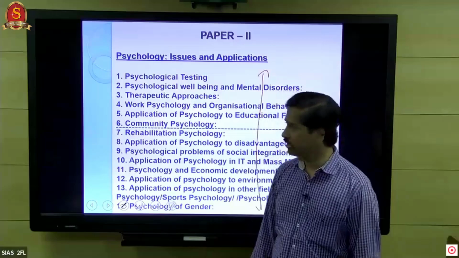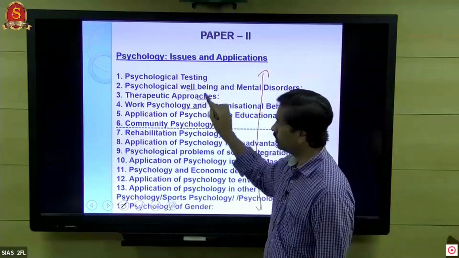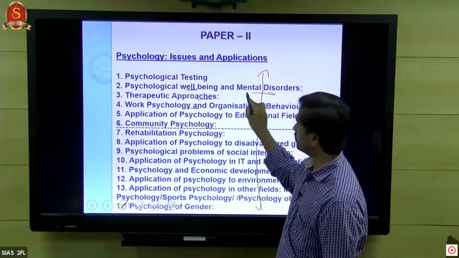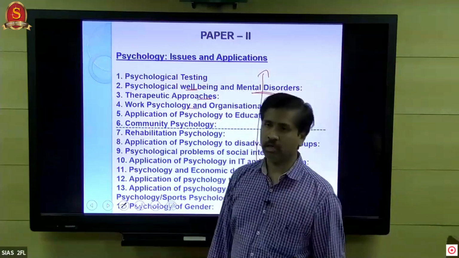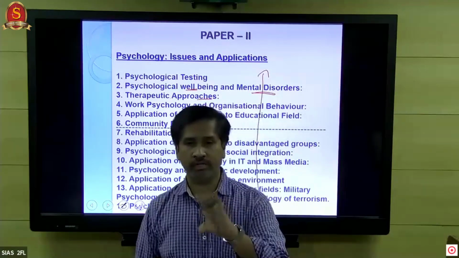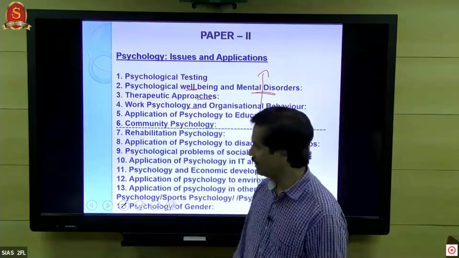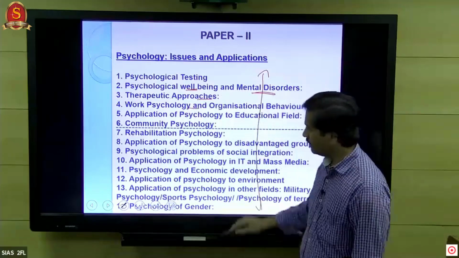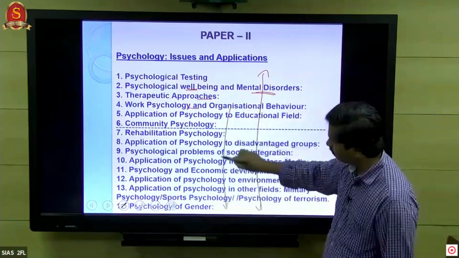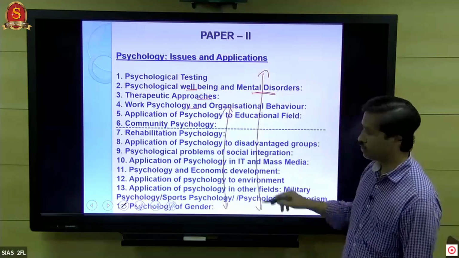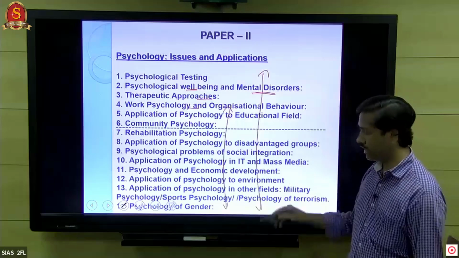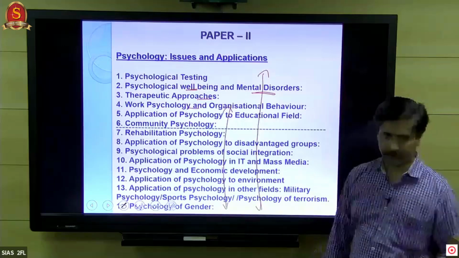The reason is, in this 14th chapter, except 1 or 2 chapters like therapeutic disorders, we will also deal with certain disorders. We have more than 40 plus disorders, but in our psychology, we will deal with 5 to 6 major disorders, and then therapies. And then a major portion will be application of psychology to disadvantaged groups, to social integration, to environment. Everything is application.